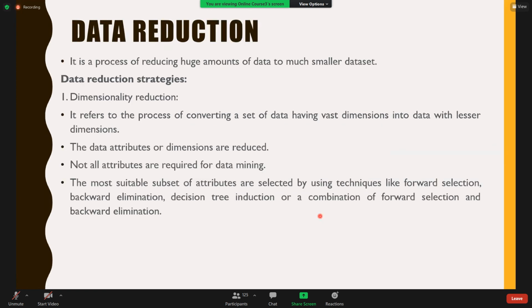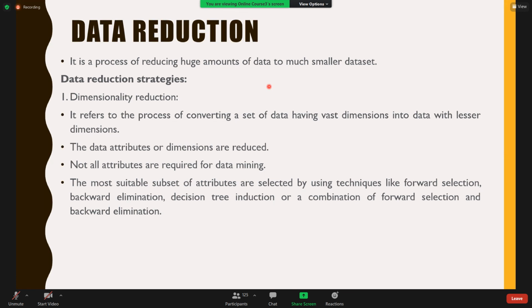The next technique is data reduction. This is another data pre-processing technique which reduces huge amounts of data to smaller data sets. We have multiple data reduction strategies such as dimensionality reduction and numerosity reduction. We'll discuss them one by one.